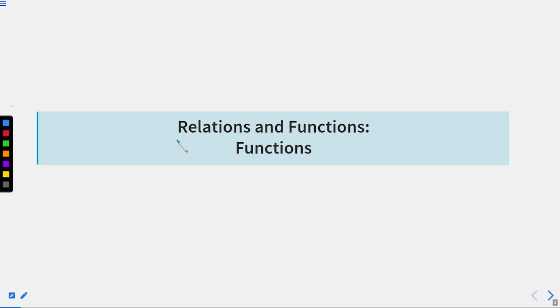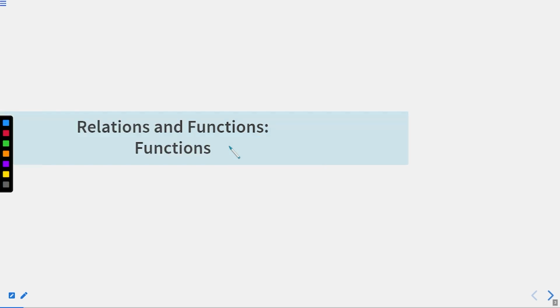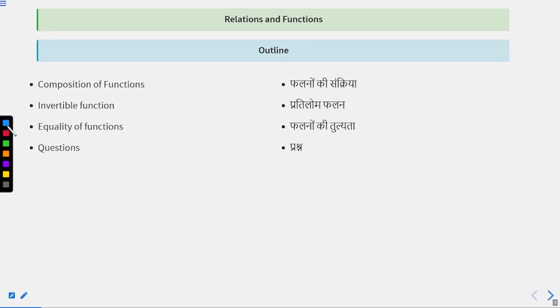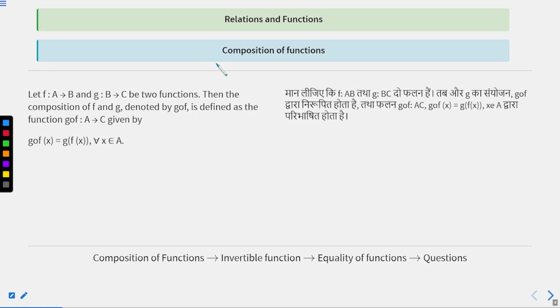And today we will be continuing our discussion on the topic of relations and functions. In this, we will be mainly focusing on functions. So let's see what we are going to discuss. We will be covering composition of function, then invertible function, and then equality of function. If time permits, we will do the questions based on these concepts. So without wasting our time, just see our first subtopic, which is composition of functions.